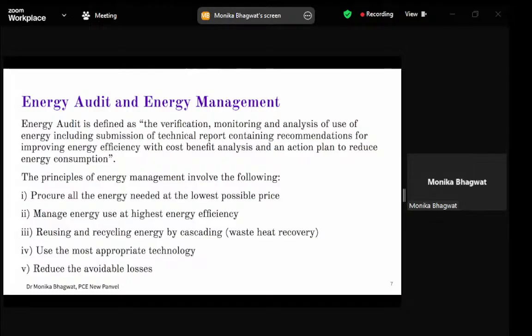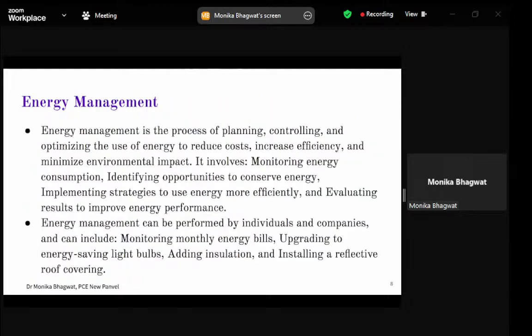Basically, energy audit and energy management, these two terms are correlated. By doing the energy management, we can reduce the energy consumption, and we can also have the plan for improving the energy efficiency. In short, energy management is the process of planning, controlling, and optimizing the use of energy to reduce cost, increase efficiency, and minimize environmental impact. Right? So this involves monitoring the energy consumption, identifying the opportunities to conserve energy, and implementing strategies to use energy.